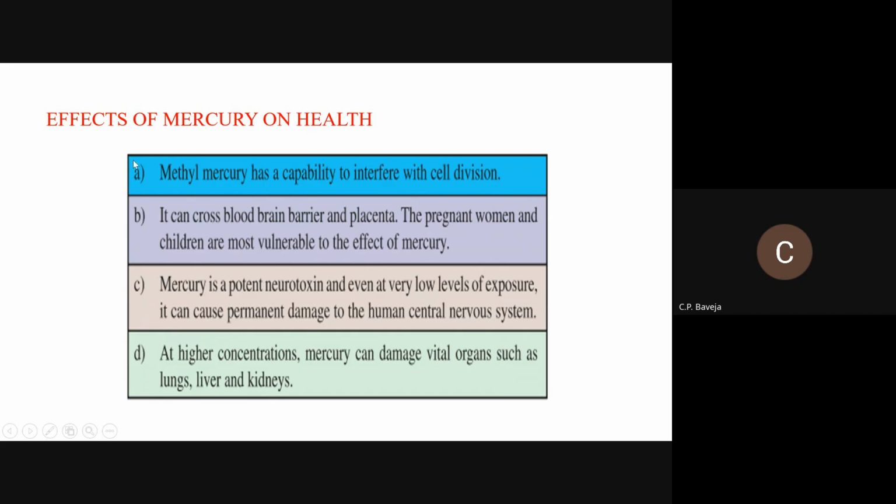Then effect of mercury on health. Methyl mercury has the capability to interfere with cell division. It can cross the blood-brain barrier and placenta. Pregnant women and children are most vulnerable to the effects of mercury. Mercury is a potent neurotoxin. It can affect the neurological system, the brain, and even at low levels of exposure, it can cause permanent damage to the human central nervous system. At higher concentrations, mercury can damage vital organs such as lungs, liver, kidneys. So organ failure may occur.